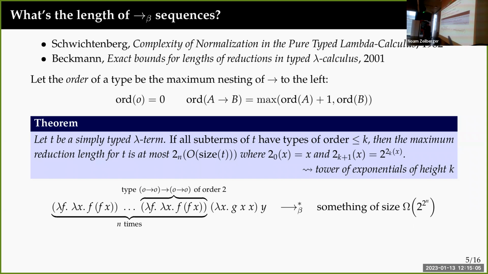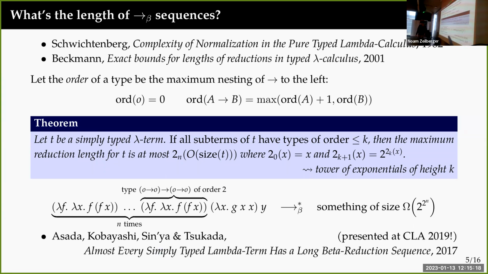I mean, Beckmann has a more precise result where he doesn't have a big O, he has the actual constants, but whatever. So that's just the idea. And before going on, I just wanted to mention this thing that I also mentioned earlier this morning, which is that there have been some recent results on studying the average case length of beta reduction sequences for simply typed lambda terms of a given order. This was presented at CLA 4 years ago.